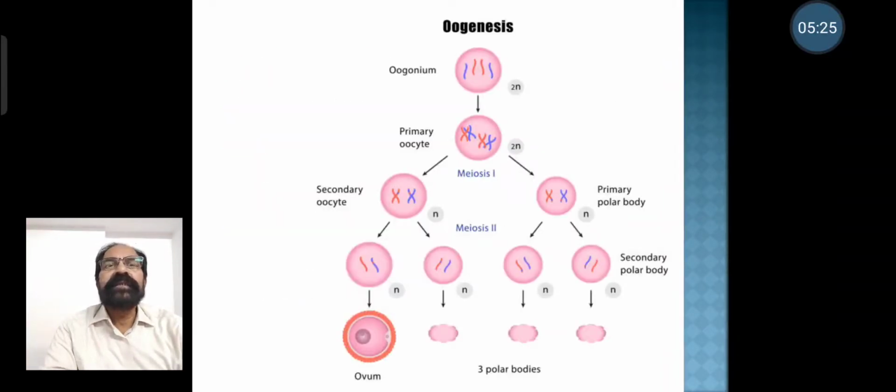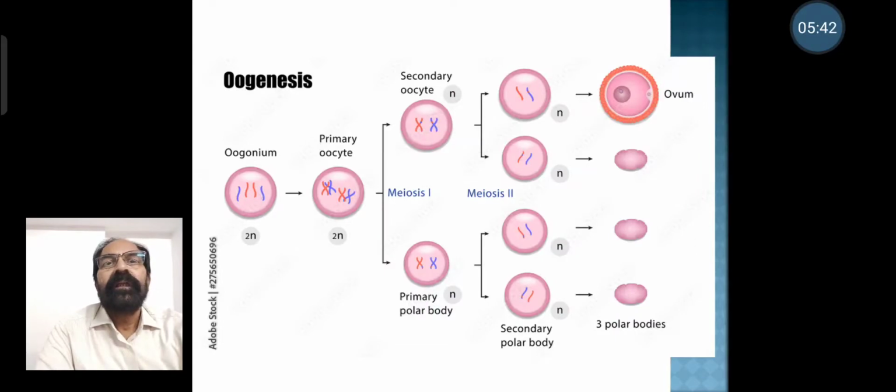So in the picture you can see oogenesis, that is oogonium, then primary oocyte, then the secondary oocyte, and one ovum is formed. Another picture showing oogenesis, that is oogonium, primary oocyte, secondary oocyte, and the ovum, and three polar bodies.